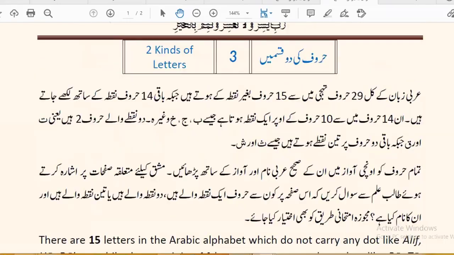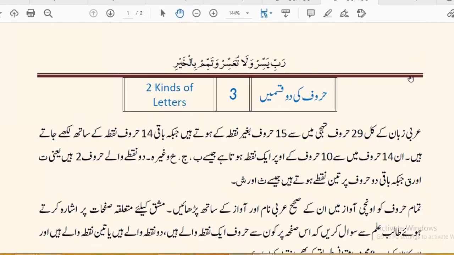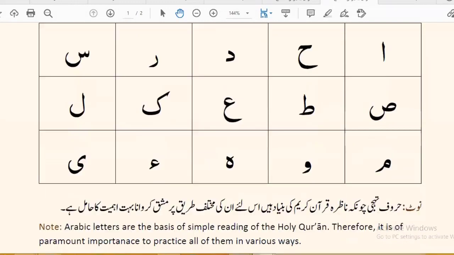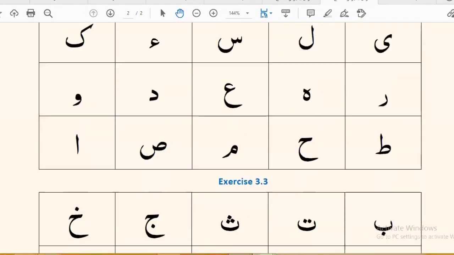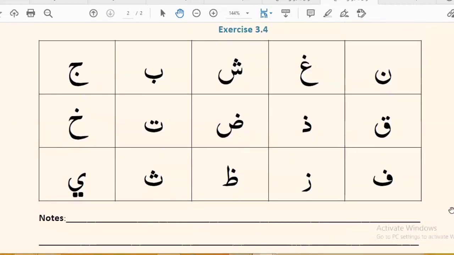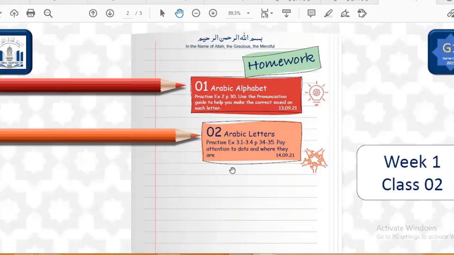So this is lesson number 3. The title is 2 kinds of letters. And you can see that we have exercise 3.1, 3.2, 3.3, and 3.4, which we have just gone through today as well. But I want you to practice this as much as possible for your homework. Pay attention to the dots on each of the letters and also the position of those dots.